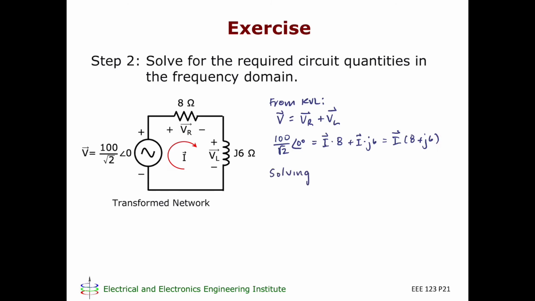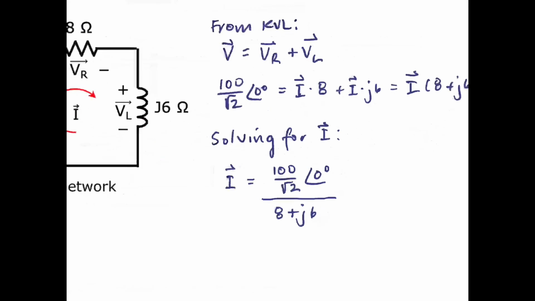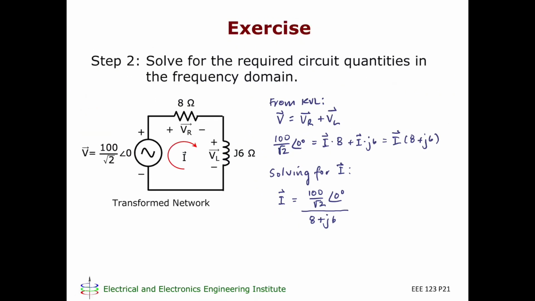Solving for I, I get I is equal to 100 over the square root of 2 at an angle 0 degrees all over 8 plus j6. And I can solve this by just entering those numbers in my scientific calculator. That is because these complex quantities are completely specified. No component is specified as a variable. So I can just enter this in my calculator and I get the value of I, which will now be equal to 5 times the square root of 2 at an angle of minus 36.87 degrees. This is amperes.